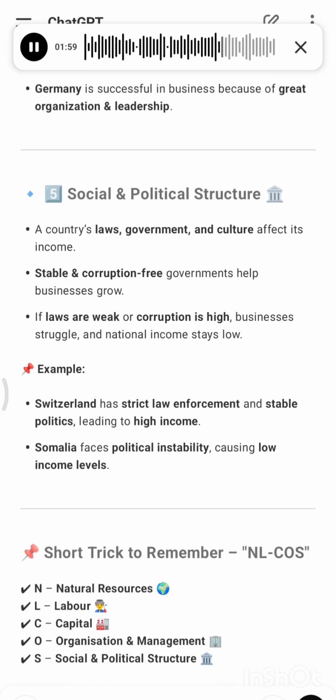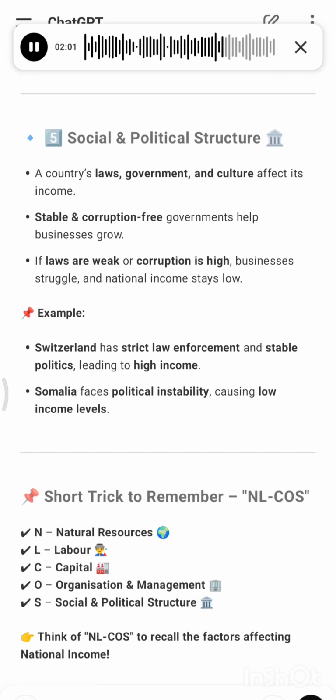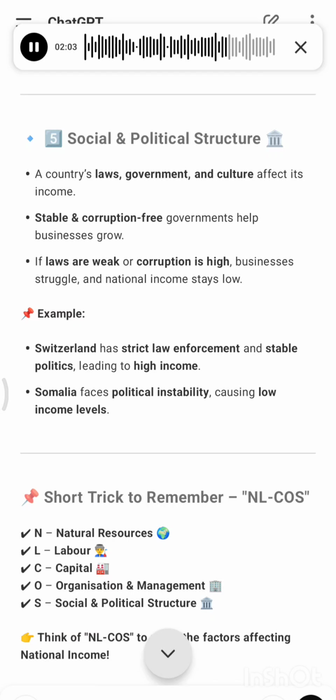5. Social and political structure. A country's laws, government, and culture affect its income. Stable and corruption-free governments help businesses grow. If laws are weak or corruption is high, businesses struggle and national income stays low. Example, Switzerland has strict law enforcement and stable politics, leading to high income. Somalia faces political instability, causing low income levels.